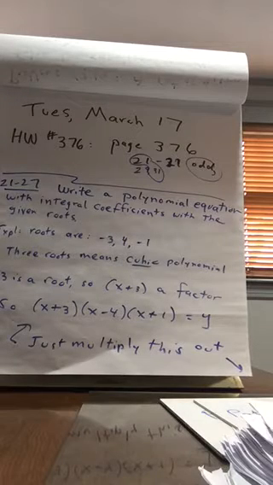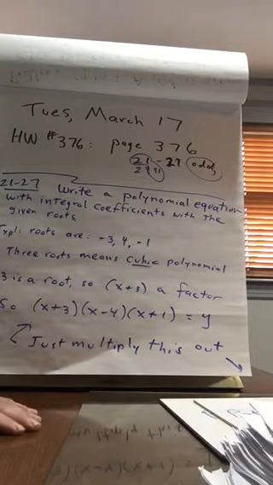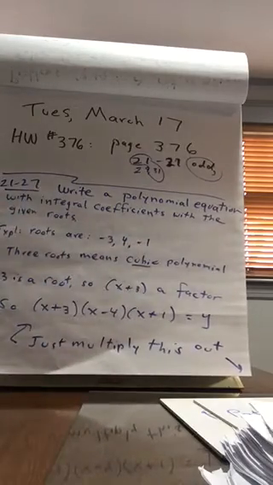So for problems 21 to 27, the directions say, write a polynomial equation with integral coefficients with the given roots. Okay, so we have to come up with an equation at the end where the coefficients are integers, like y equals 3x squared plus 5x minus 1. Nothing with fractions in there. But they tell us the roots ahead of time. Well, here's how we do it.